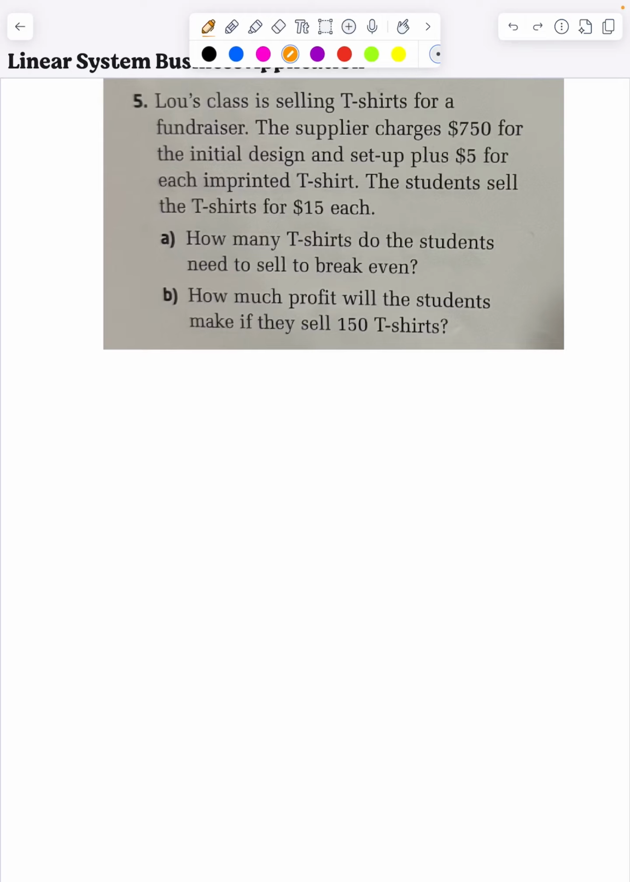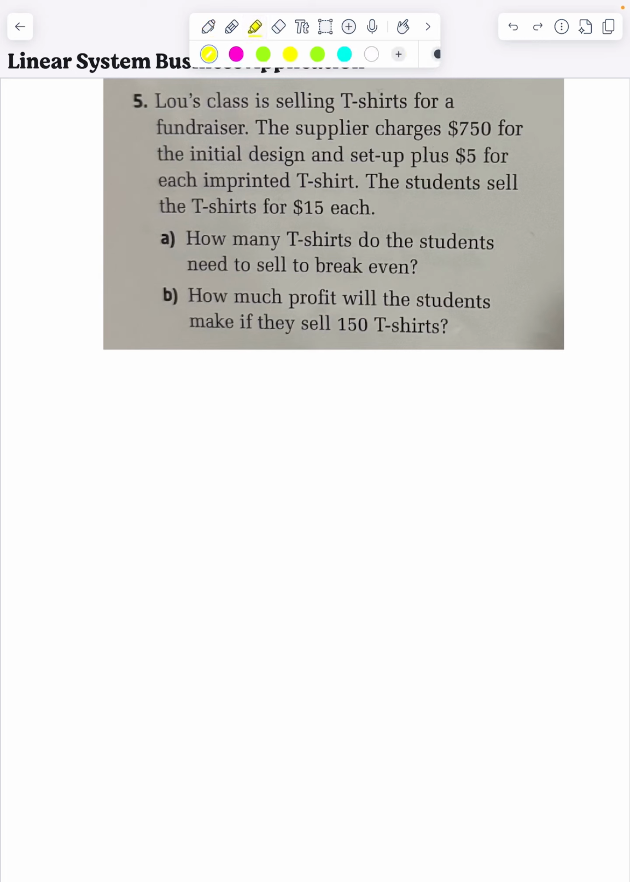Lou's class is selling t-shirts for a fundraiser. The supplier charges $750 for the initial design and setup, plus $5 for each imprinted t-shirt. The students sell the t-shirts for $15 each. How many t-shirts do the students need to sell to break even? And how much profit will the students make if they sell 150 t-shirts?